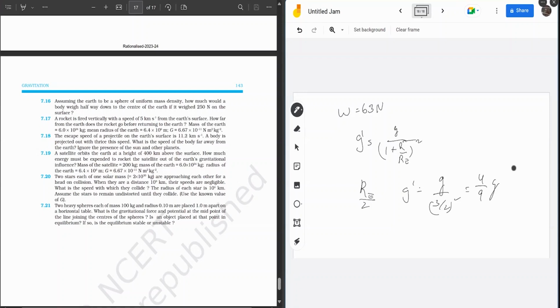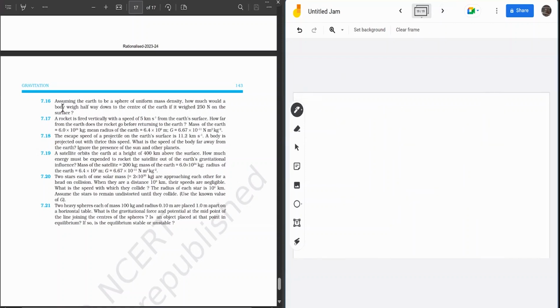Now, the weight of a body of mass m at height h can be W dash, which is equal to m g dash. So here we get 4 by 9 into 63, which is 28 newtons. This is our answer.